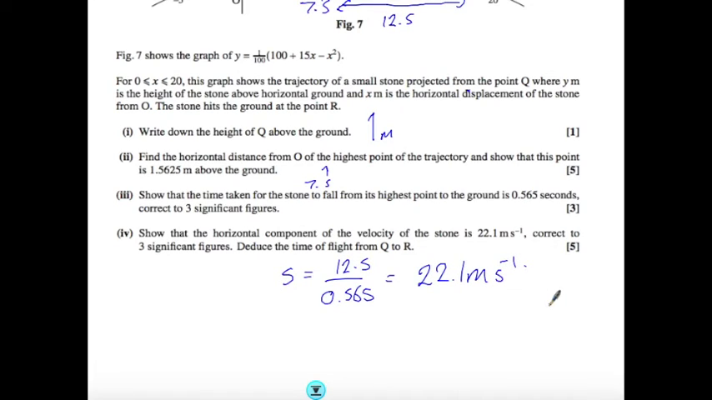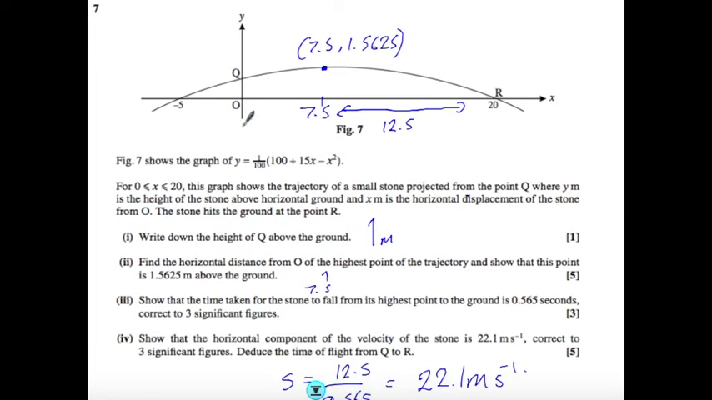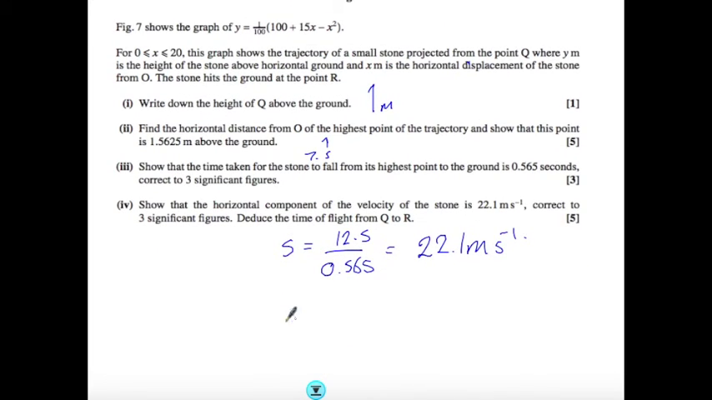And then to deduce the time of flight from Q to R, they're helping us there because we know it's travelling 22.1 metres a second, and to go from Q to R horizontally, it's got to travel 20 metres. Again, there's no acceleration horizontally, so we can use speed equals distance over time. Don't get this s confused with displacement, because it's speed.